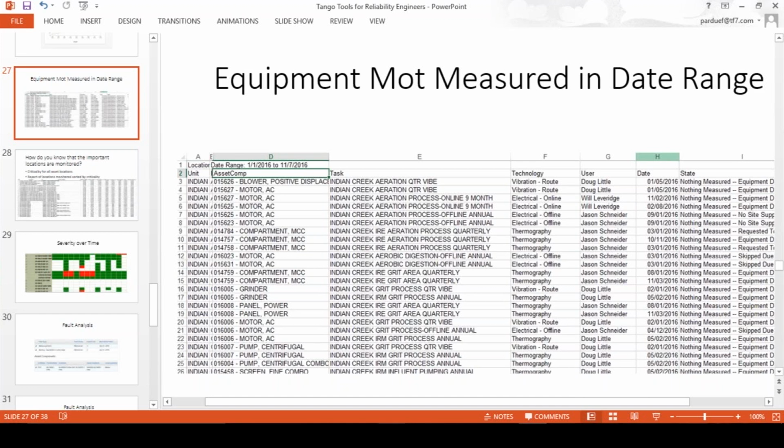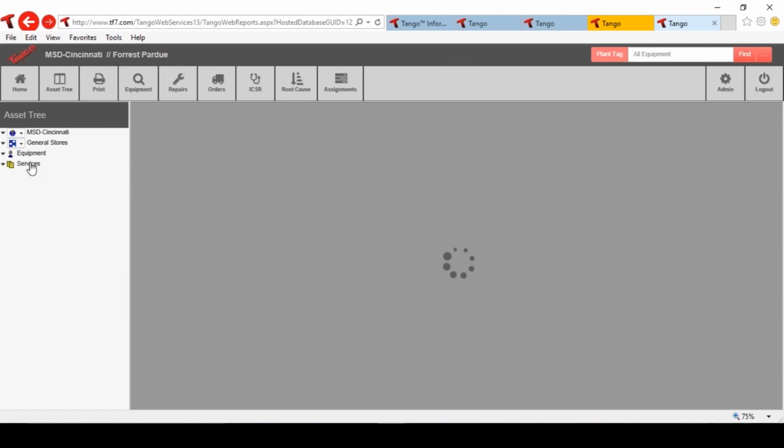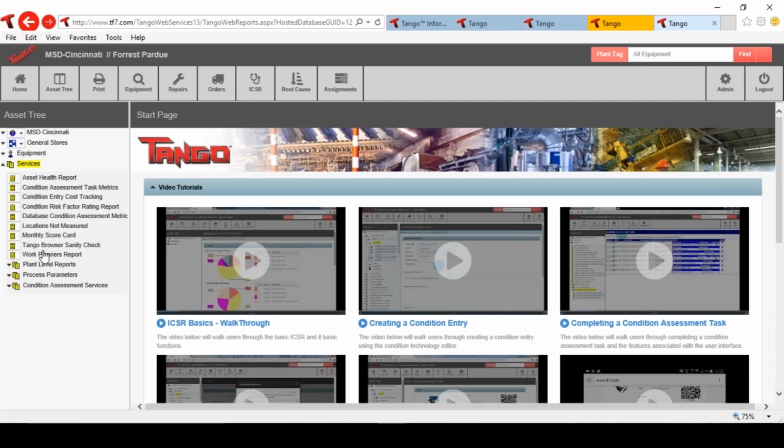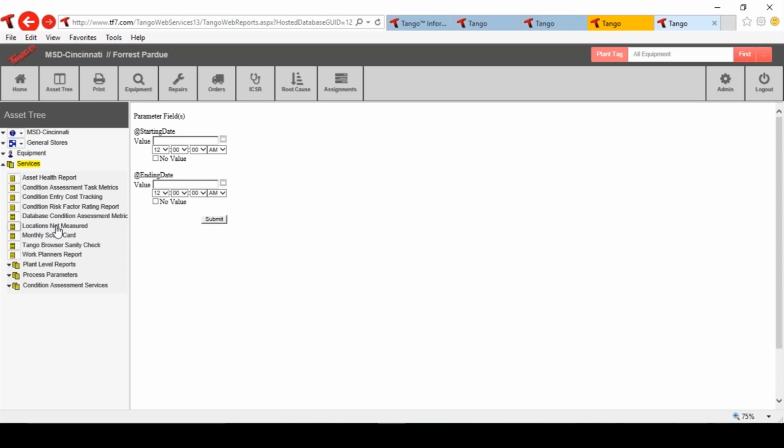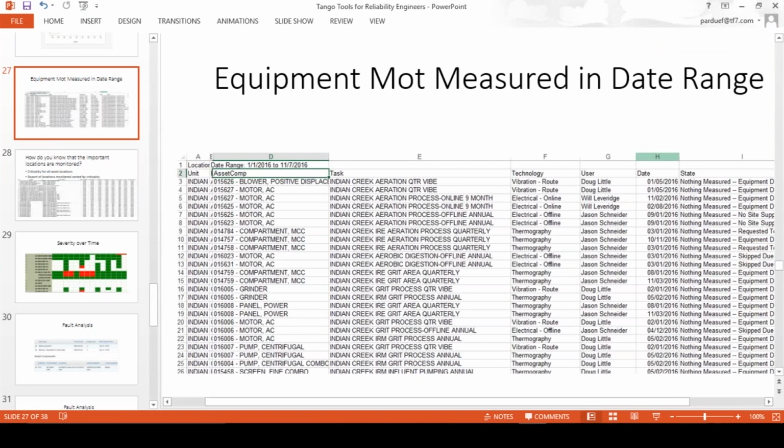So anyway, that's a report. It's equipment not measured in date range. Again, here's our monthly scorecard. We looked at that. Locations not measured. All right, so that's locations not measured in date range. Now that's an old report, and so it's a little weird, but if we gave it a date range there, then it's going to give me an Excel spreadsheet, just like what I showed you a moment ago. And it's going to be all the locations that haven't been measured in the date range that we set.